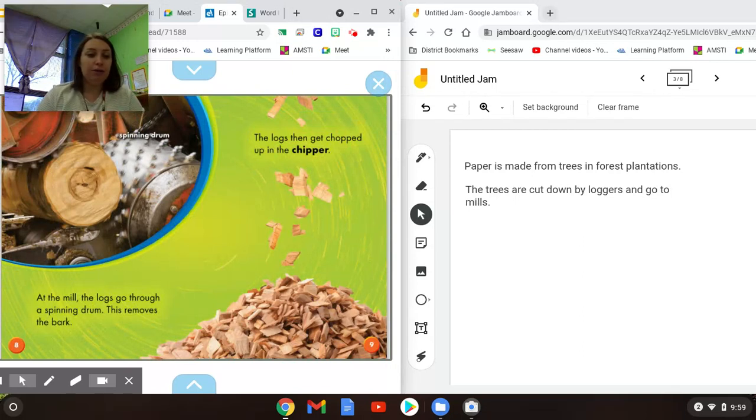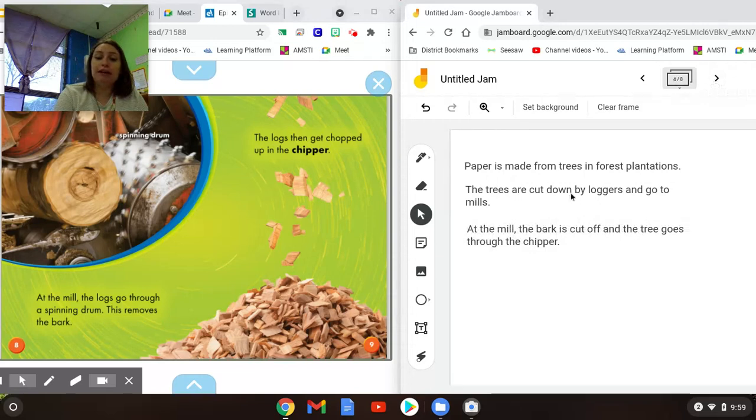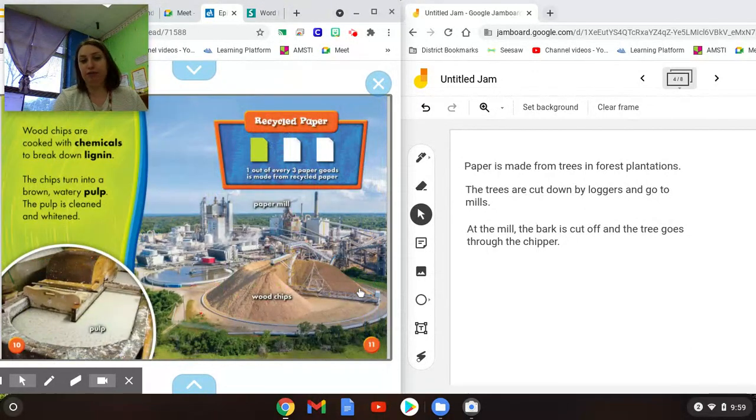All right, at the mill, the logs go through a spinning drum. This removes the bark. The logs then get chopped up in the chipper. So this page is telling me about the process that happens to trees when they get to the mill. So at the mill, they take the bark off and they go through the chipper. So I'll write that down, including my key details about taking the bark off and going through the chipper. All right. At the mill, the bark is cut off and the tree goes through the chipper. I'm doing pretty good. I would give myself an A right now if I was grading myself.